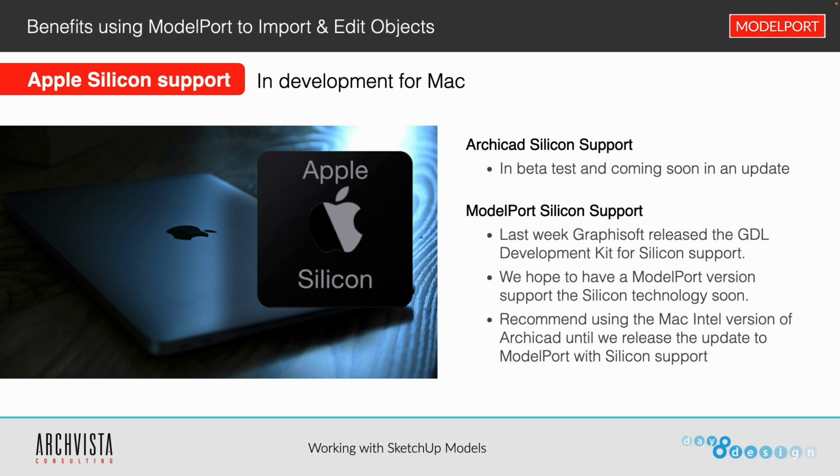What we would recommend for anybody who's running it on the Mac side is that you use the Intel version of ArchiCAD with ModelPort, which is what I use right now on my computer and which runs great, and use that until we're able to do the update, because otherwise ModelPort won't run in the silicon version of the ArchiCAD installation until we actually have it updated. So that's our recommendation for the next couple of weeks after Graphisoft releases that new update.